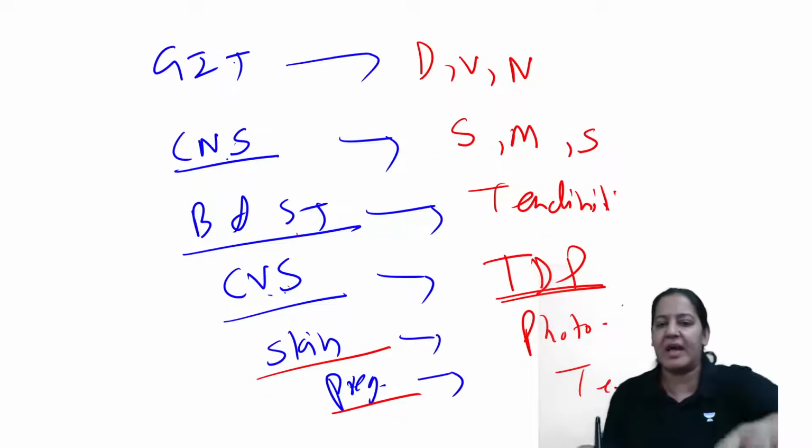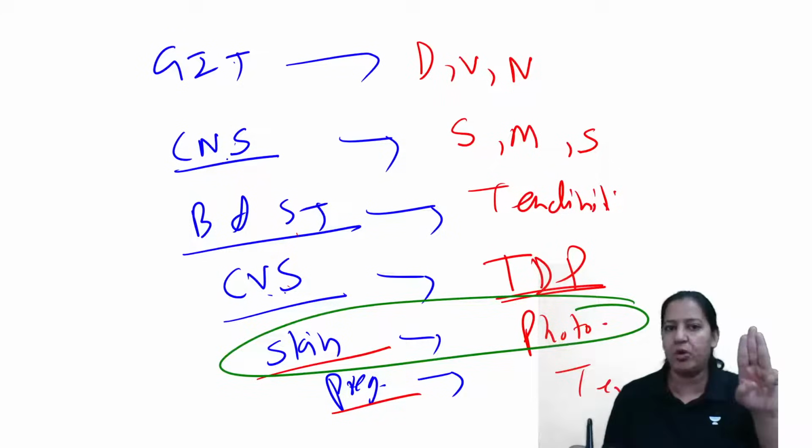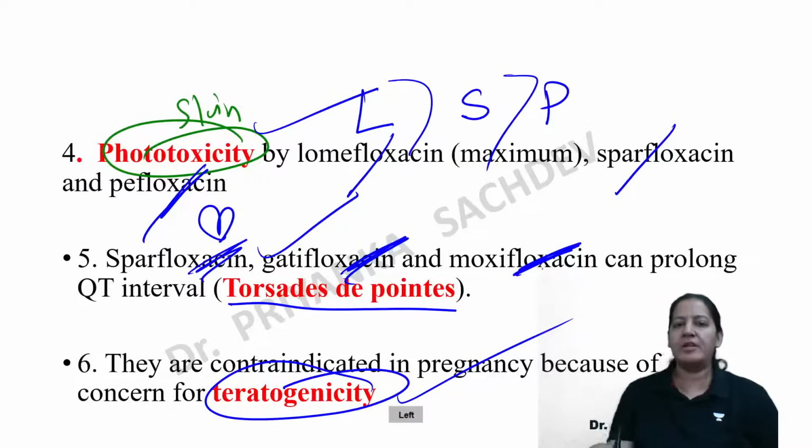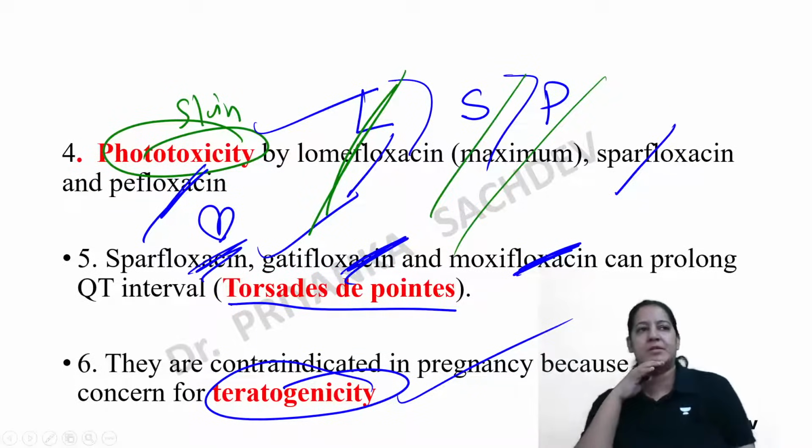Now tell me the specific names which cause phototoxicity. Only three cause phototoxicity, not all. So the mnemonic is LSP. I have told you the mnemonic. The mnemonic is LSP, that is Lomeflox, Sparflox, and Pflox. Everyone give me a thumbs up.